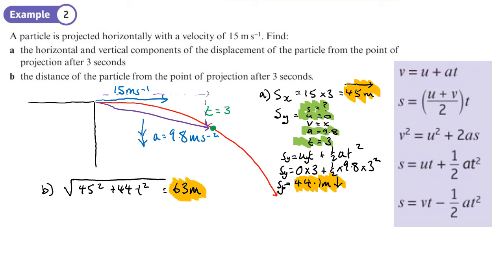Now, if this question said the direction it's traveling in at that time, then we would still use the 45 and the 44.1, but we would do trigonometry. So you'd probably do something like the tan inverse of 45 over 44.1 or vice versa. But yeah, we just want to find the direction. So rather than Pythagoras, it would be trigonometry, tan inverse of something.